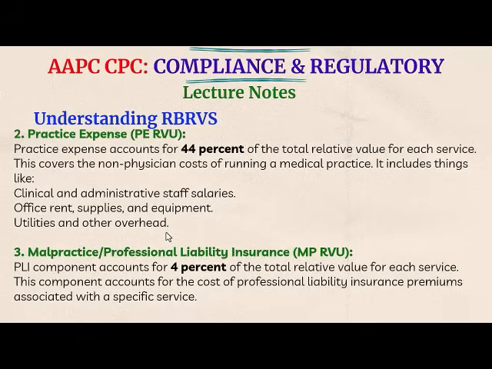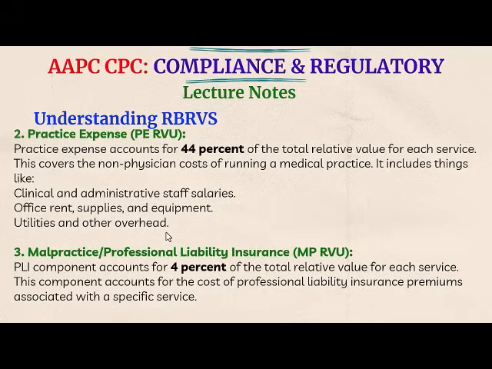The second one is the practice expense, called PE RVU. The practice expense accounts for 44% of total relative value for each service. This covers the non-physician cost of running a medical practice. It includes things like clinical and administrative staff salaries, office rent, supplies and equipment, utilities, and other overhead.